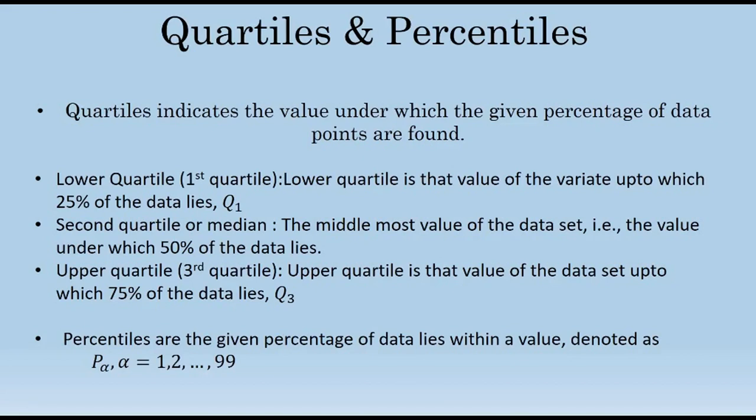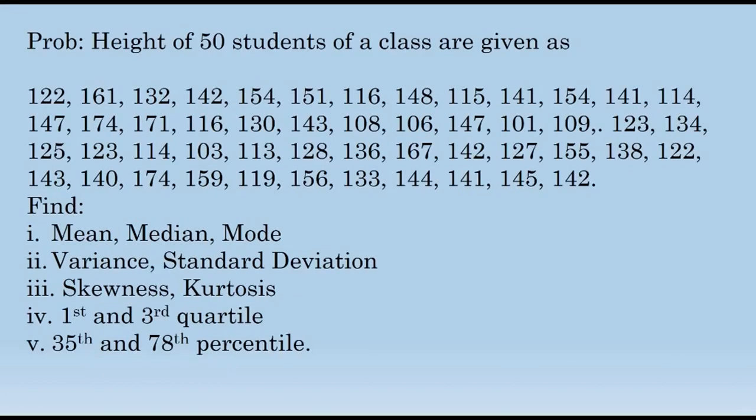Percentiles are the given percentage of data lies within a value, denoted as P alpha, where alpha goes from 1 up to 99, where alpha is the percentage of the data set. Now we have a problem. Let us see what the problem is.